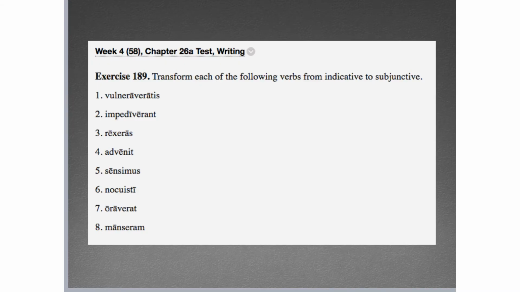Here is the writing summative. You're changing these from indicative to subjunctive. So remember, first, you have to identify the tense of the original. Oh, wrong color. All right, there we go. So first, identify the tense of the original. Then determine the formation of that tense in the subjunctive. And then, of course, do it.